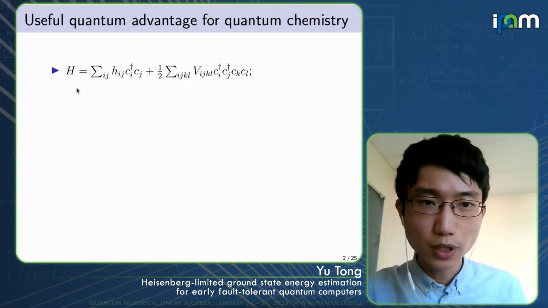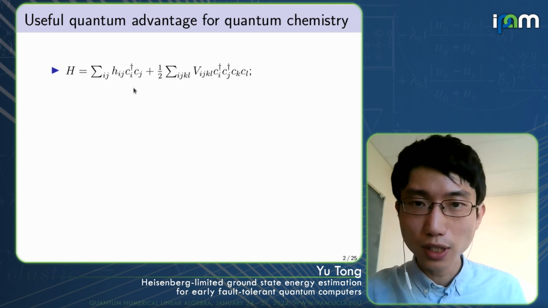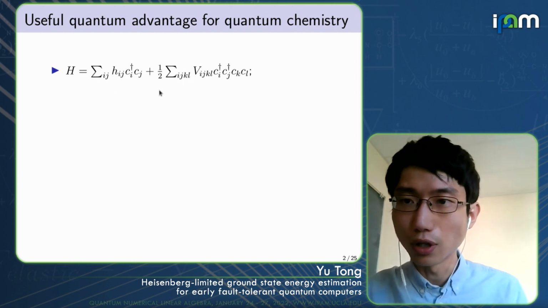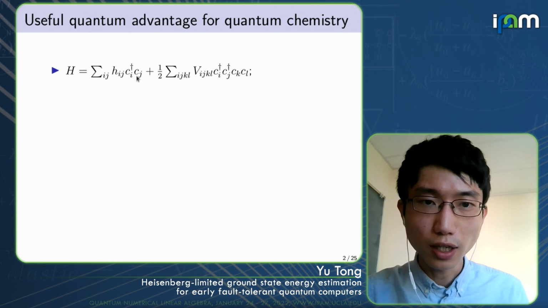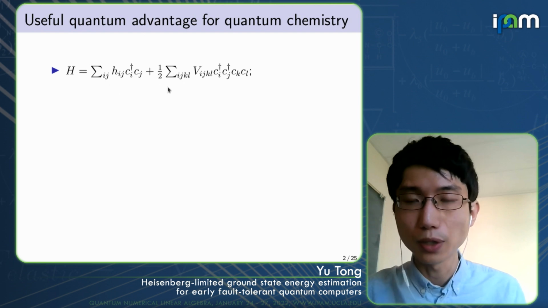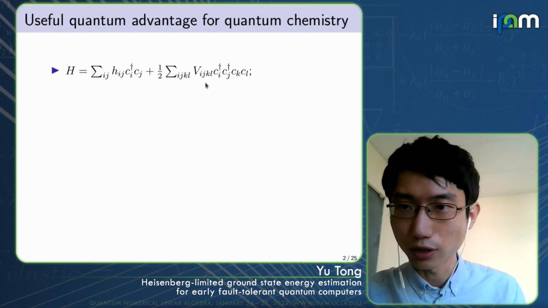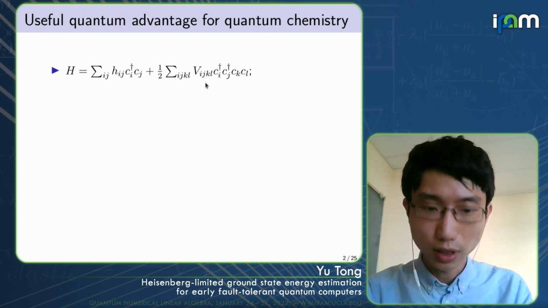So basically, we have this fermionic Hamiltonian describing the motion of electrons. So we have a non-interacting part and an interacting part, where this interaction corresponds to Coulomb interaction between electrons.